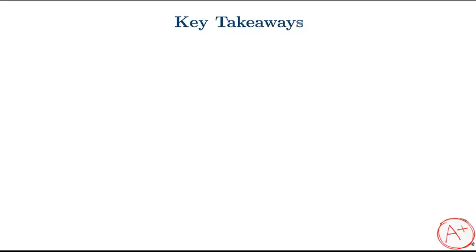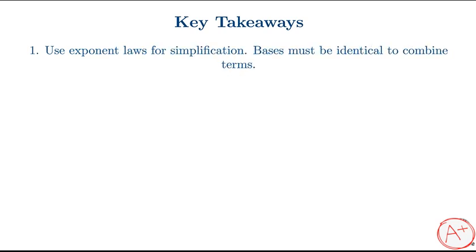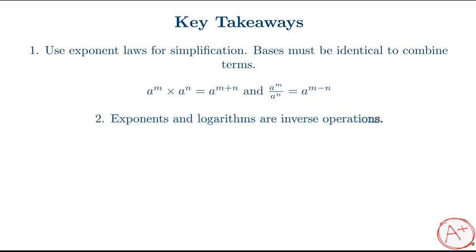To summarize the essential points from today's lesson, first, the laws of exponents are your primary tools for simplification. Always remember that the base must be the same to combine terms using the product and quotient rules. Second, the relationship between exponents and logarithms is an inverse one. Being able to fluently switch between the exponential form, a to the power of x equals b, and the logarithmic form, log base a of b equals x, is a core skill for solving equations.